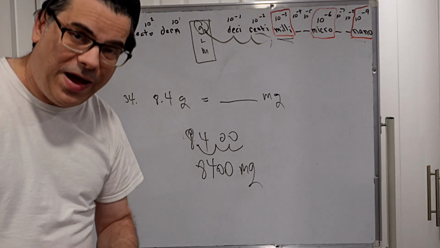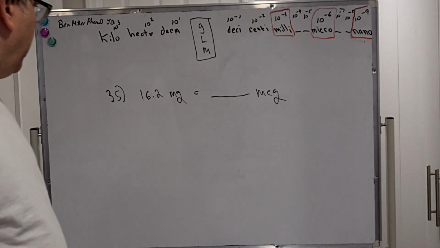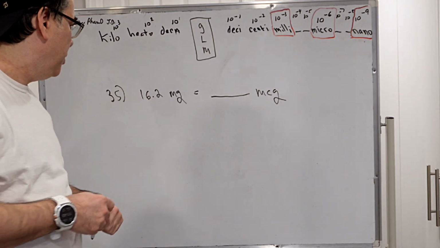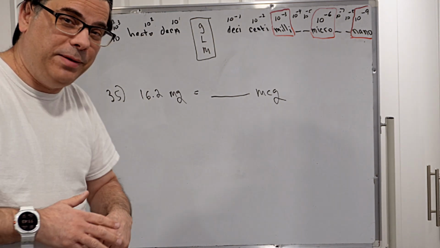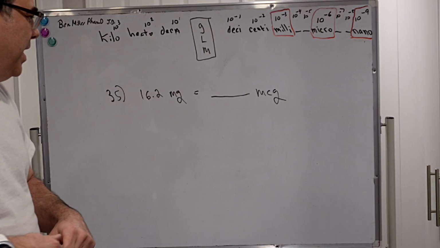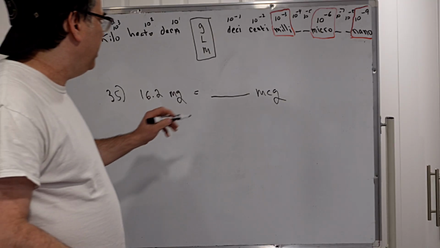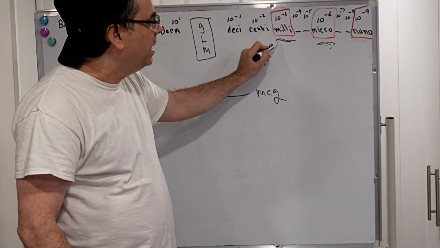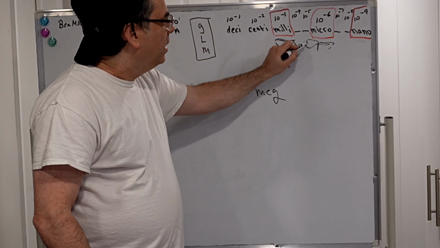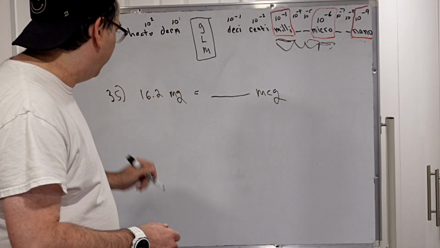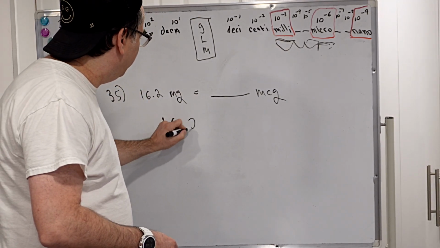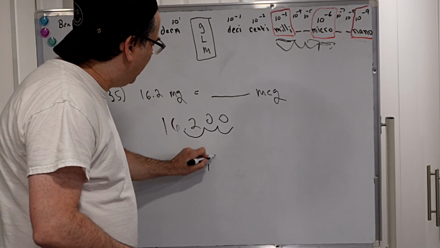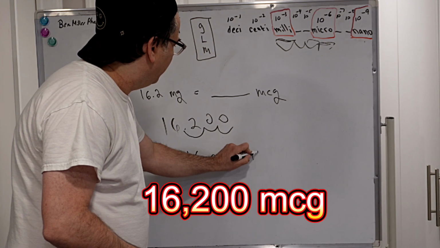And we're going to go to question number 35. Okay, so question number 35 is 16.2 milligrams is equal to how many micrograms? Okay, so all you have to do is find milli. Milli is here, 10 to the negative 3, micro, 10 to the negative 6. Look, milli, 1, 2, 3. From milli to micro is 3 to the right. 16.2, 1, 2, 3. So that's 16,200 micrograms.